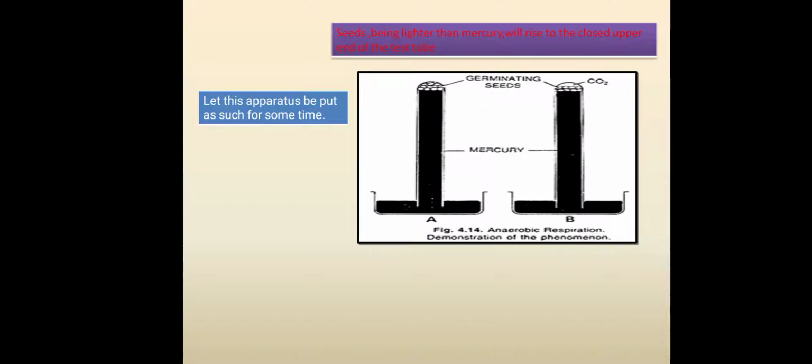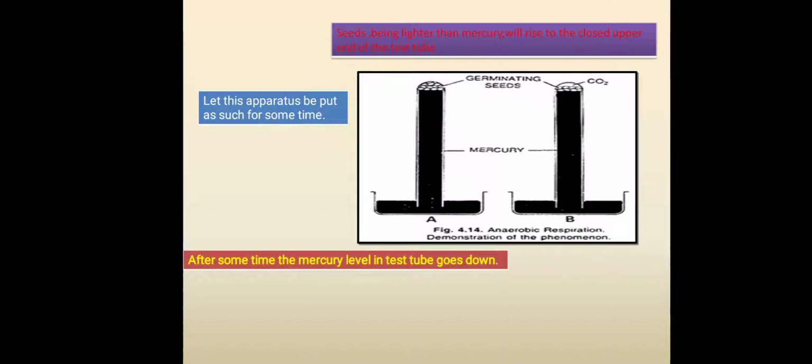Seeds being lighter than mercury will rise to the closed upper end of the test tube. Let this apparatus be put as such for some time without any disturbance. After some time, the mercury level in the test tube goes down. Before, the level was on top, now this level has decreased.